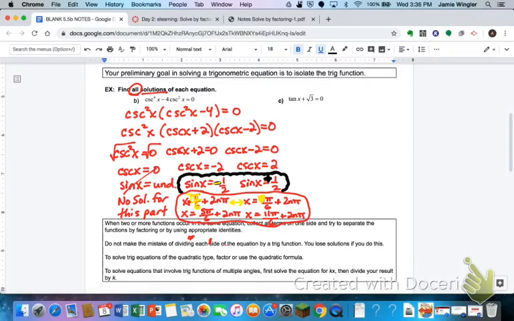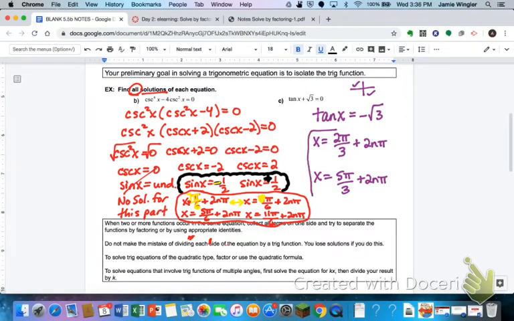Moving on to example C. If I want to isolate the trig function, I would subtract radical 3, and I'd get tangent is equal to negative radical 3. Well, tangent's negative in quadrants 2 and 4, and it's negative radical 3 at 2/3 pi and at 5/3 pi. We're going to add 2 pi to our answer because of the directions again. The only time you do include the plus 2 pi in your answers is if it says find all the solutions of each equation.